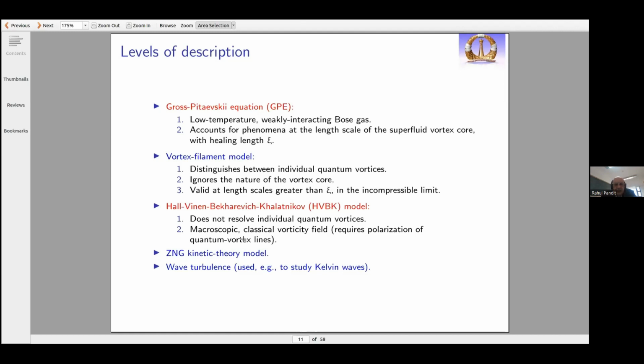Then here is an old model, the Hall-Vinen-Bekarevich-Khalatnikov model. It's a two-fluid model. It does not resolve individual quantum vortices. It's sort of macroscopic, has a classical vorticity field, which assumes that there is some polarization of quantum vortex lines so that you have a continuum description in terms of conventional fluids. I will tell you in a minute. Then there is a kinetic theory model, and there are wave turbulence models. And the color code here is that I will say nothing about the blue models, but I will talk only about the ones which are written in red.